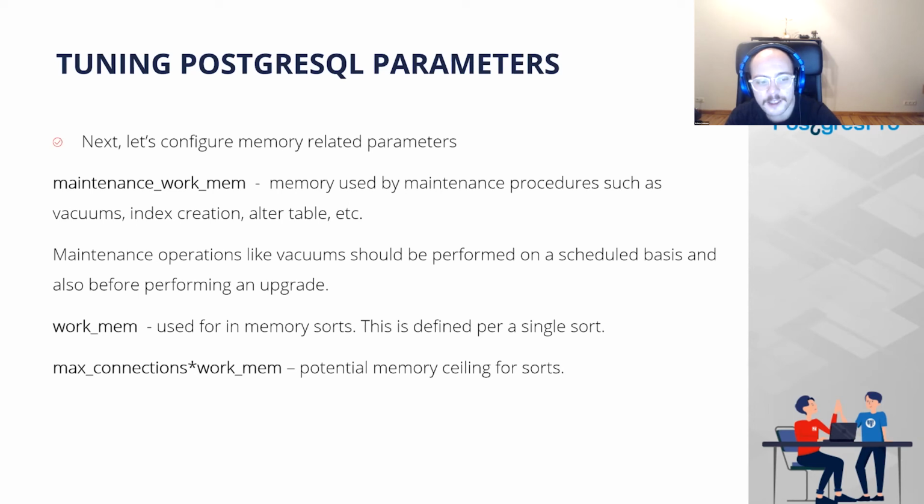Working memory is memory used for sort procedures. And this is a very general estimate, but we can have a single sort procedure per connection. So if our working memory is a couple of megabytes, it will actually take max connections times working memory. And this is our ceiling that the working memory can potentially reach. So be careful. Even if you set working memory to a couple of megabytes, it will be multiplied potentially by 300 in our case, if we do a lot of sorts in each of the processes.